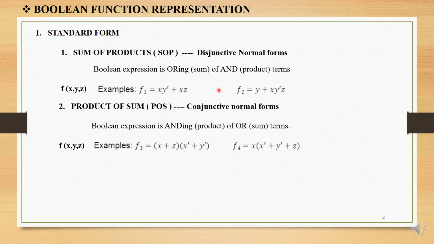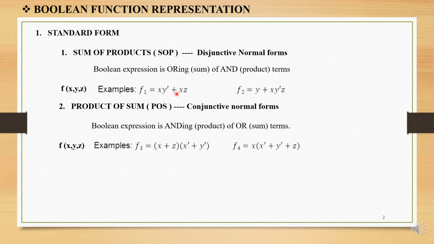Such types of expressions are called sum of product expressions, or these expressions are also called disjunctive normal forms. Now I'll tell you why these are called normal forms. Let us look into the input variables of the given function. The input variables are x, y and z.